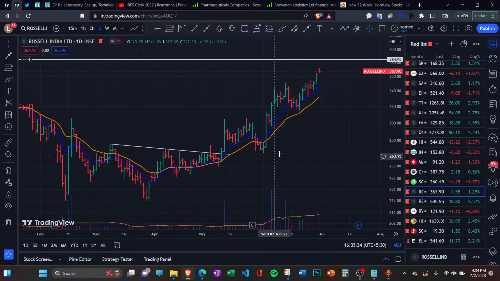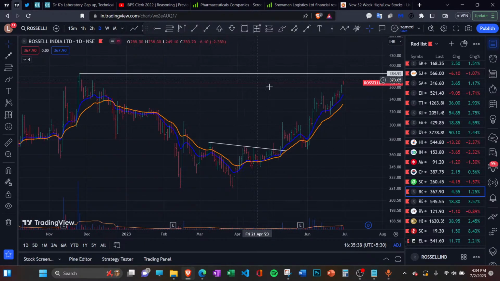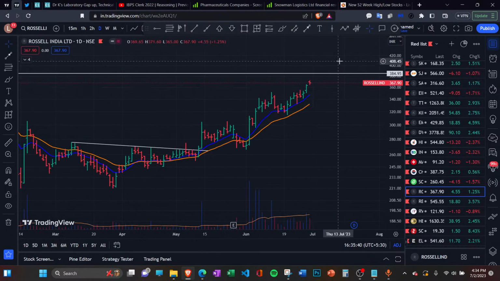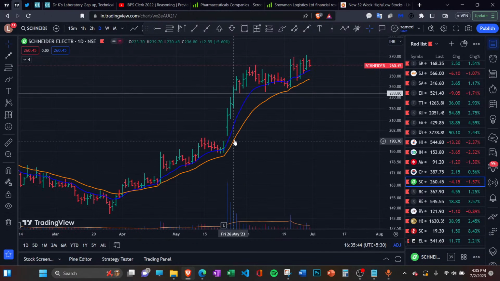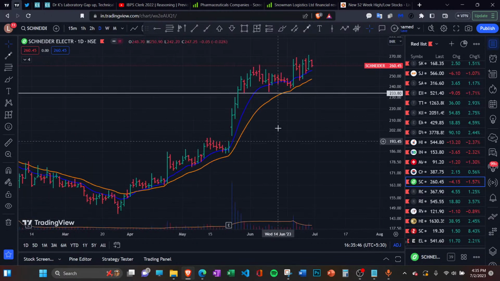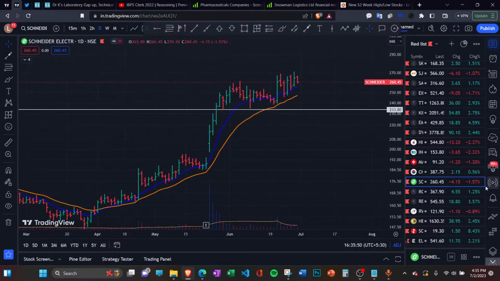This one, why I selected, again, it is well above the 10 and 21 day moving average, approaching the previous all-time high level. If I get a consolidation, again, I will get a very good entry point. Same thing happening in this case, again taking support at the 21 day moving average and consolidating.